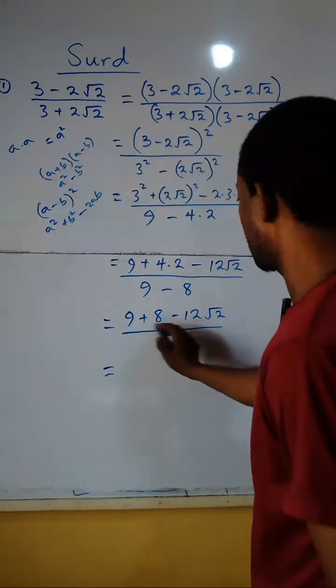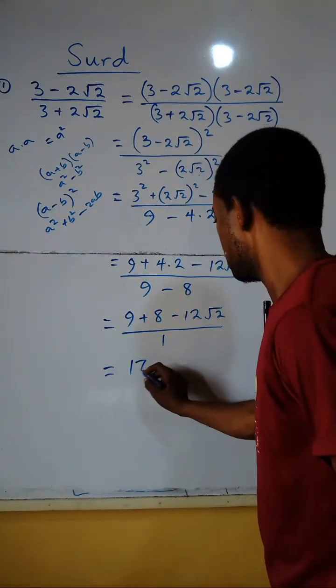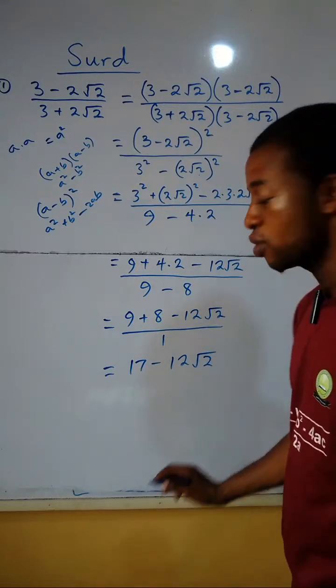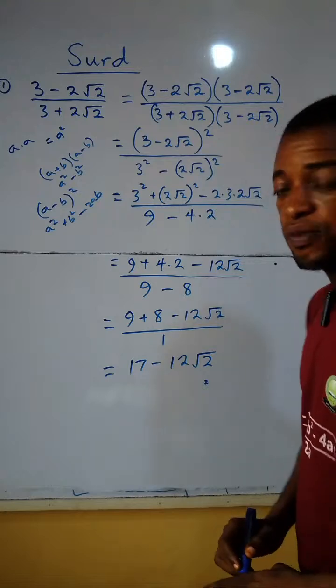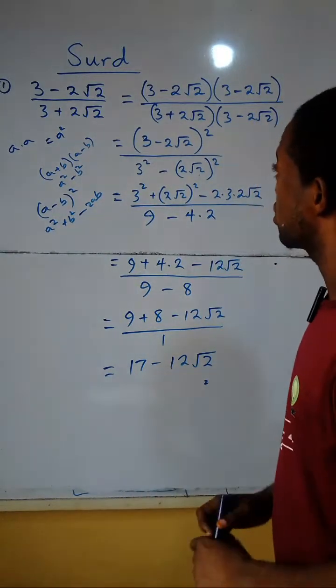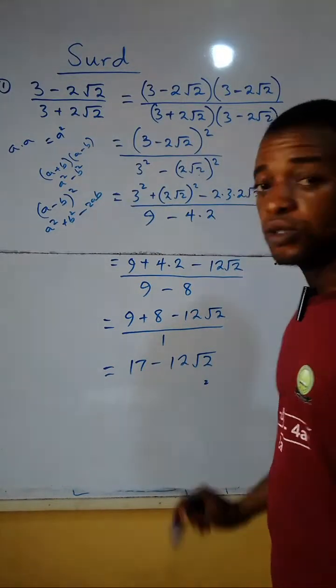Then this is 9 plus 8, we have 17 minus 12 root 2, then over 1. So simply here, this is the final answer. 17 minus 12 root 2 is the final answer to this surd.